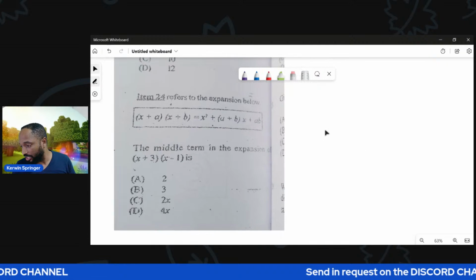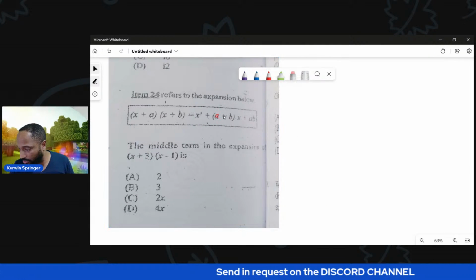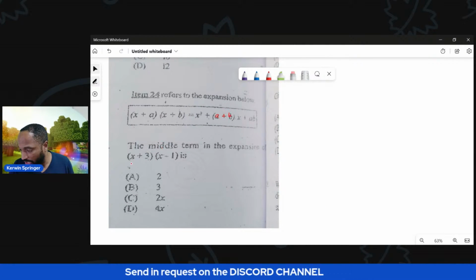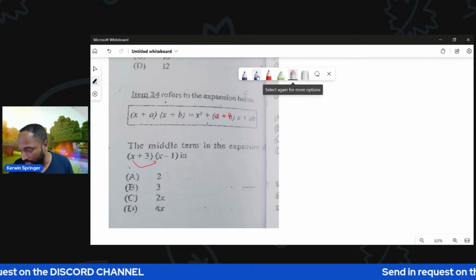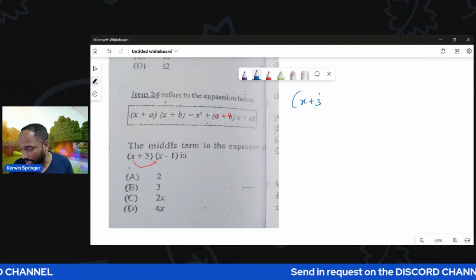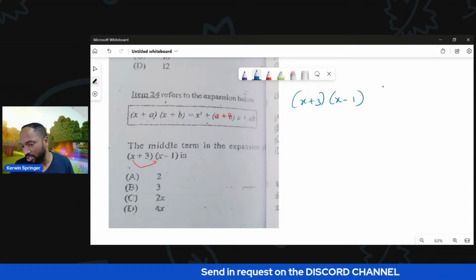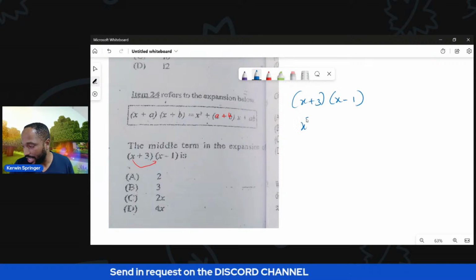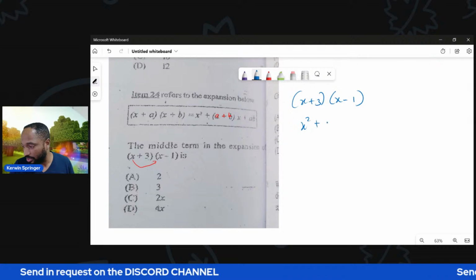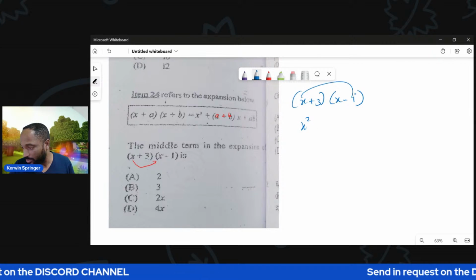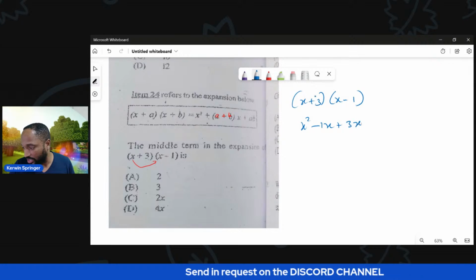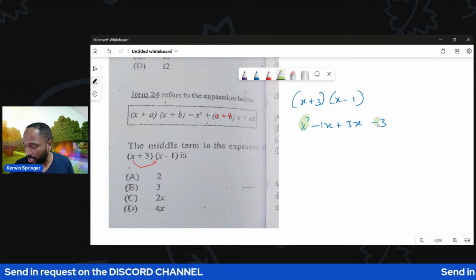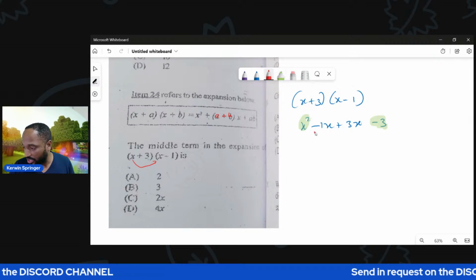The middle term in the expansion is, so what it's trying to tell you is multiply this by this. Oh no, the middle term. Let me expand the whole thing so you can see what's going on. The middle term means you don't need to expand the whole thing. But it's really x squared plus negative 1x. So x by negative 1 is negative x, or negative 1x, plus 3x, because I do need 3 by x, and then 3 by negative 1, negative 3. But I don't really need this or that. What I'm really concerned about is this part.